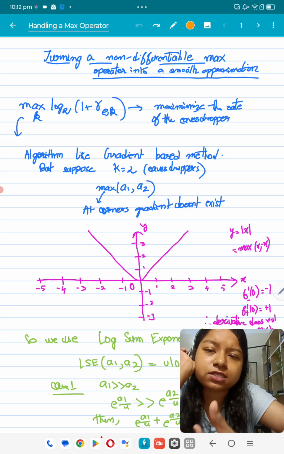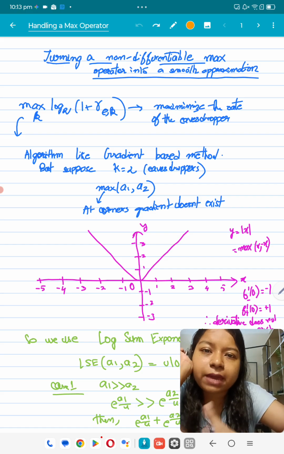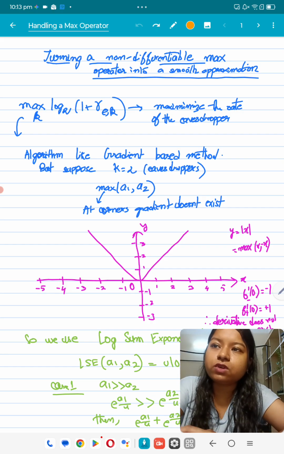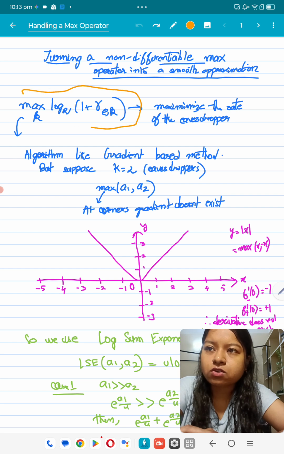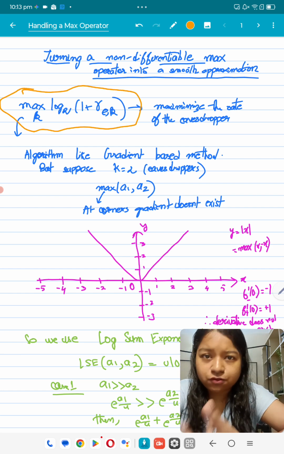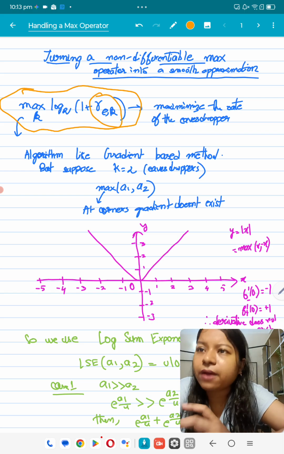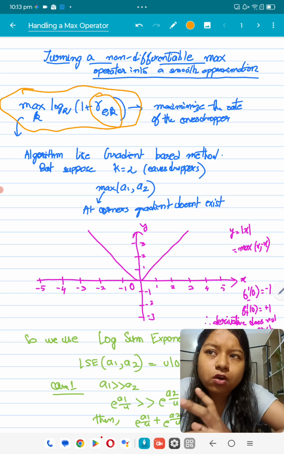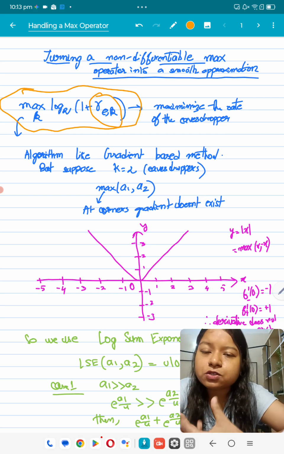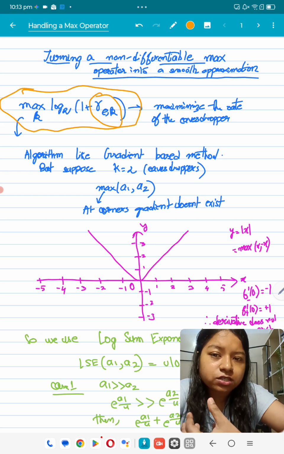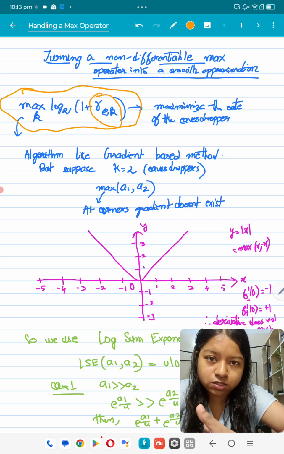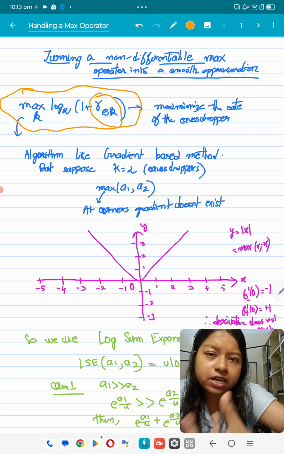In a wireless communication system, suppose we are maximizing the capacity of a user. The capacity equation, as we know, can be written as max of log of 1 plus gamma k, where gamma k is the signal to noise ratio. This max of log of 1 plus gamma k is the objective function. For a gradient based algorithm, to maximize this complete objective, we need to find the gradient of this whole objective function.